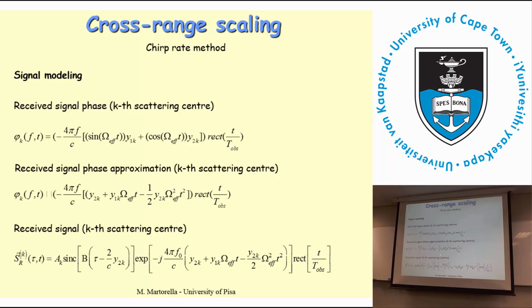So if I put this into my received signal now and take the Fourier transform from f to tau, this becomes my received signal as a function of range, or tau if you want, and slow time. As a function of tau, this becomes a sinc function, and this term is my first term.